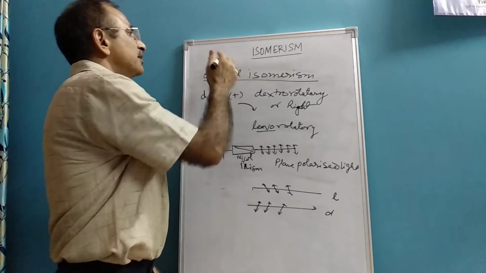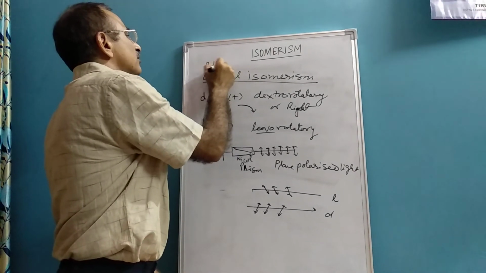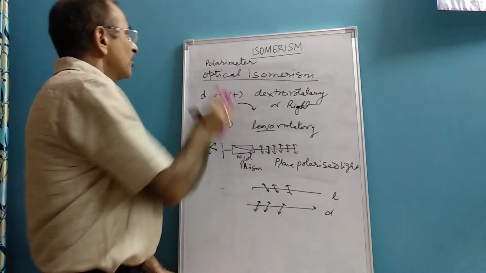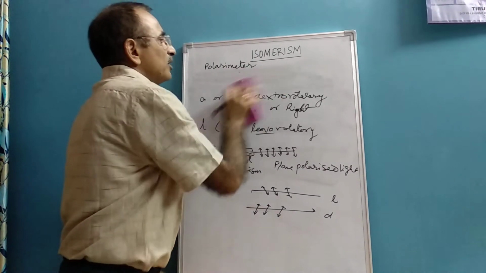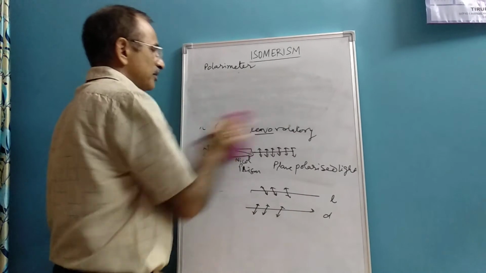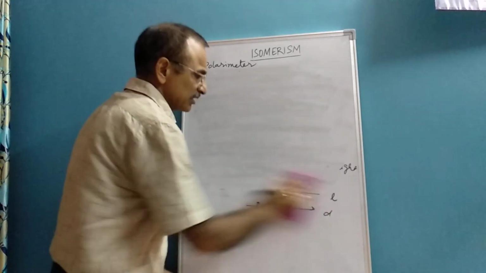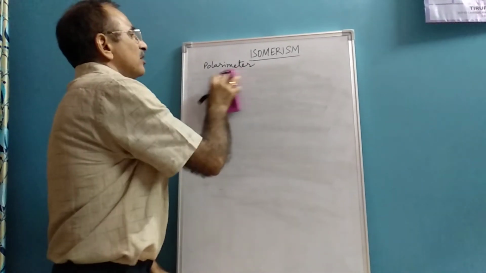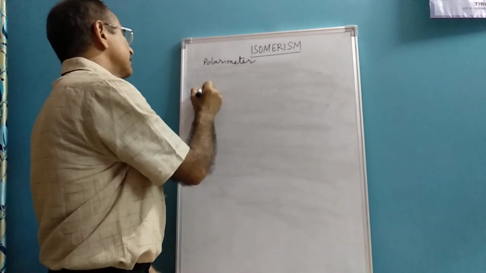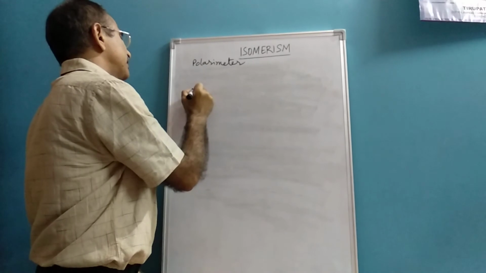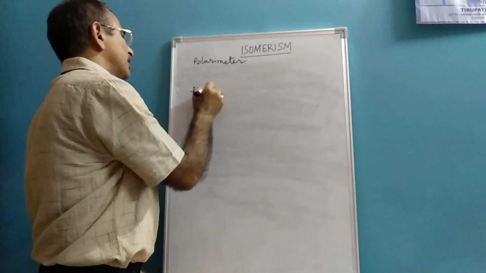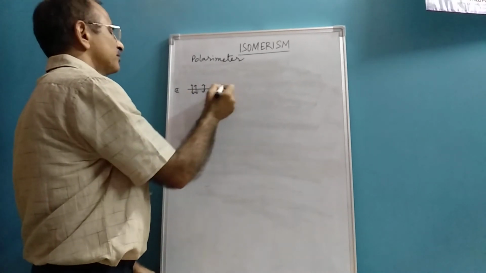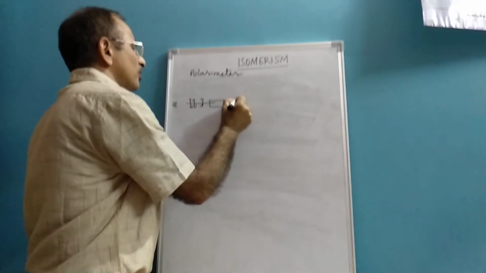This is a special equipment known as polarimeter. Polarimeter is hollow tube of normally 1 decimeter or its multiple, and whenever you are having this plane polarized light, let's consider this is plane polarized light. This light is coming from any source, and here you are having polarimeter tube.